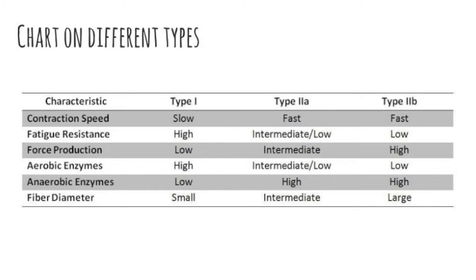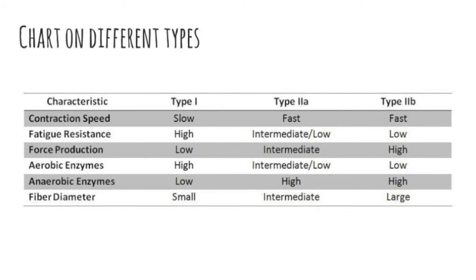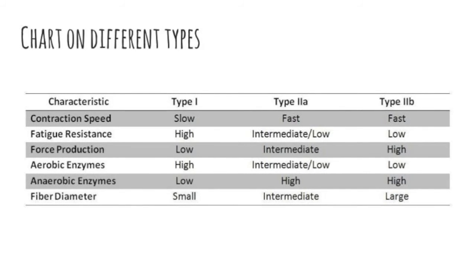For aerobic enzymes, type 1 is very high, type 2A is intermediate or low, and type 2B is low. For anaerobic enzymes, type 1 is very low, type 2A is high, and type 2B is very high. For fiber diameter, type 1 is small, type 2A is intermediate, and type 2B is large. As you can see from this chart, type 2A falls under the intermediate area for both of these.